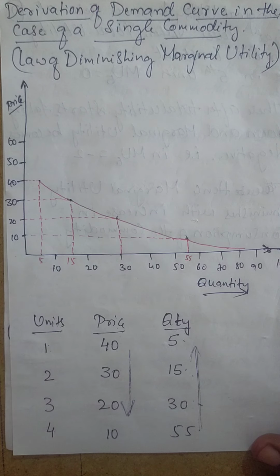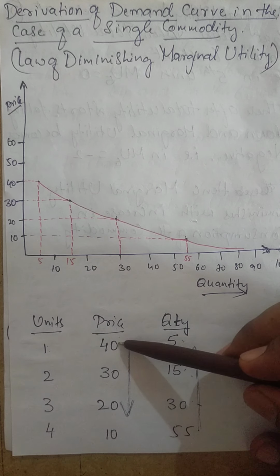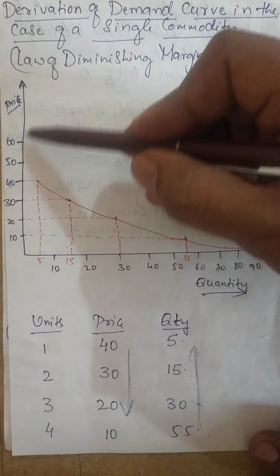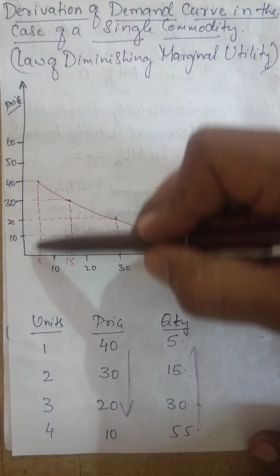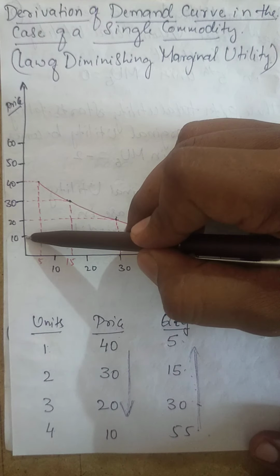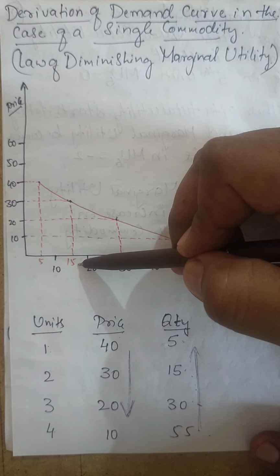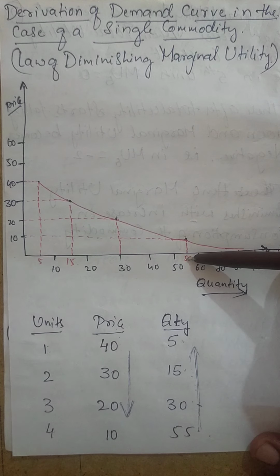That means demand curve is a presentation of the quantity of commodity that consumers are willing to buy at different price levels. As and when the price is decreasing, the level of consumption is increasing, isn't it? Same thing we can see in the graph also. This is the quantity side, this is the price side. The price was initially 40, then it became 30, 20, 10. When it is 40 they purchased 5 kg, when it is 30 they purchased 15 kg, when it is 20 they purchased 30, and when it is 10 they purchased 55 kgs.